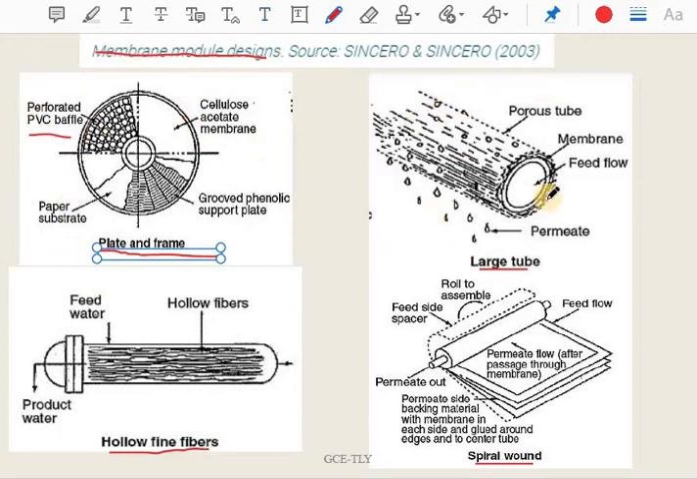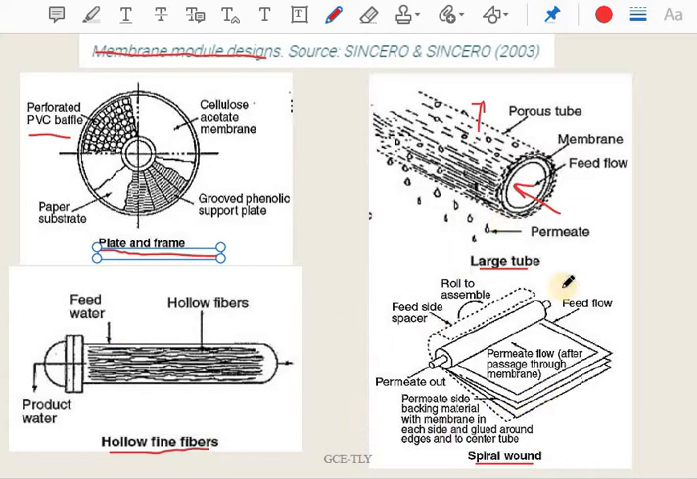So in large tubular form, the membranes are folded in a tubular way, and the feed is provided to the inner hollow of the tube, while the permeate or the filtrate comes out through the circumference of the tube. So in this large tubular form, the water comes out in a circumferential way. In hollow fine fibers, the fibers are placed in a longitudinal manner inside a hollow tube, and the water is allowed to pass through, and the hollow fibers carry out the filtration.